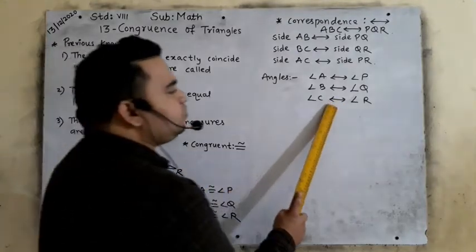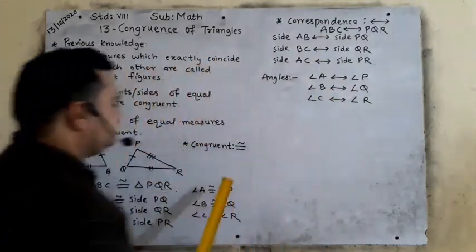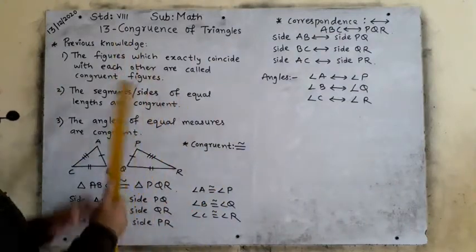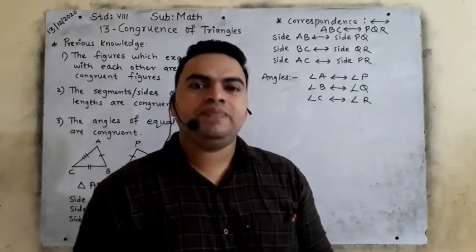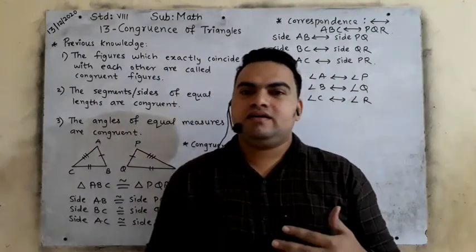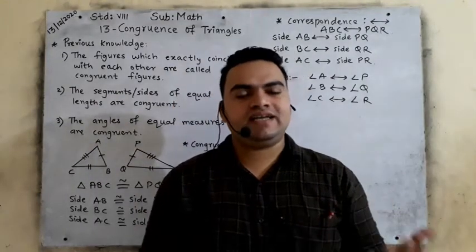So this is the symbol of correspondence. Okay, and this is the symbol of congruent. And today we are going through the congruence of triangles. Here we will see the tests of triangles.